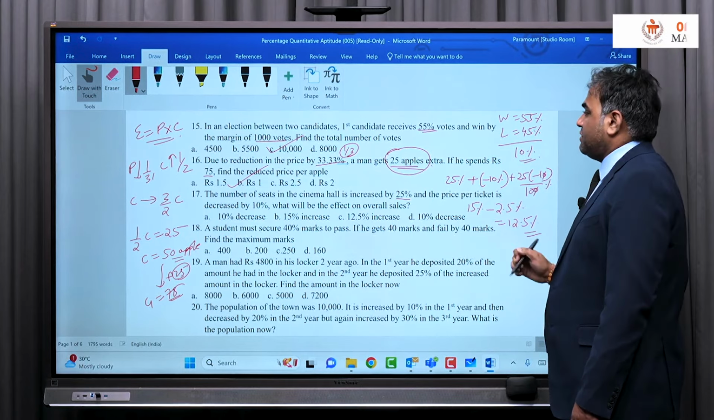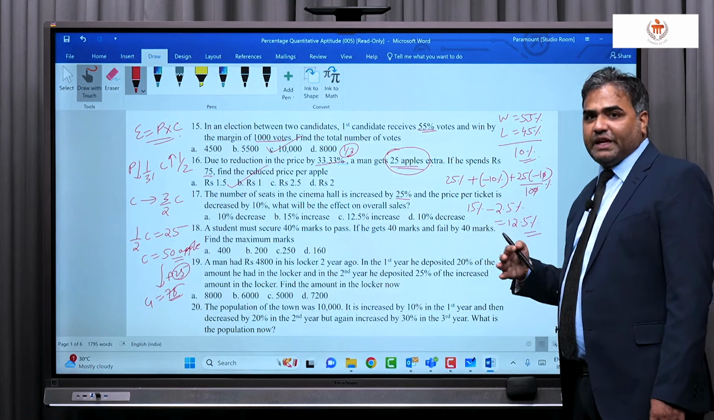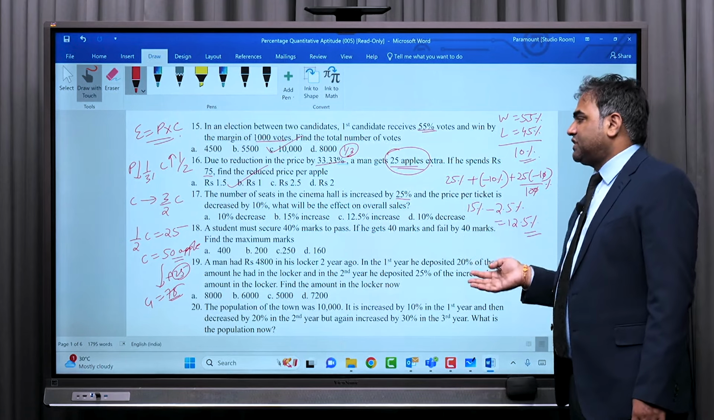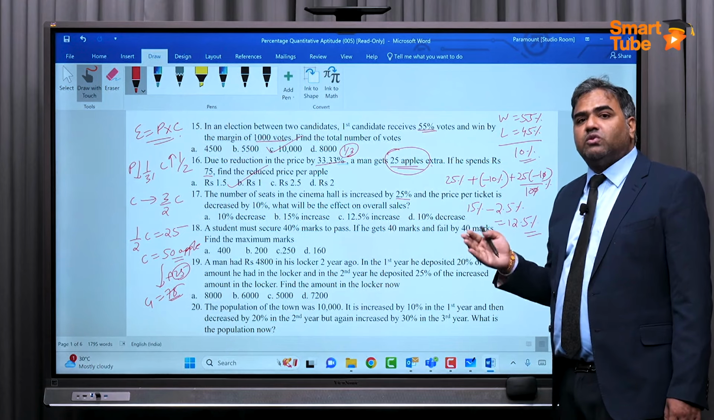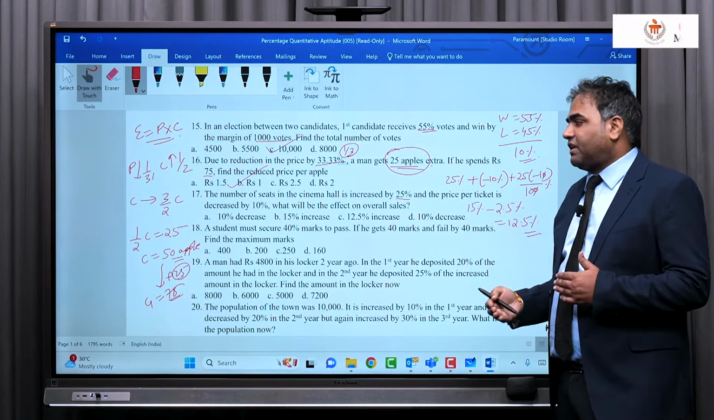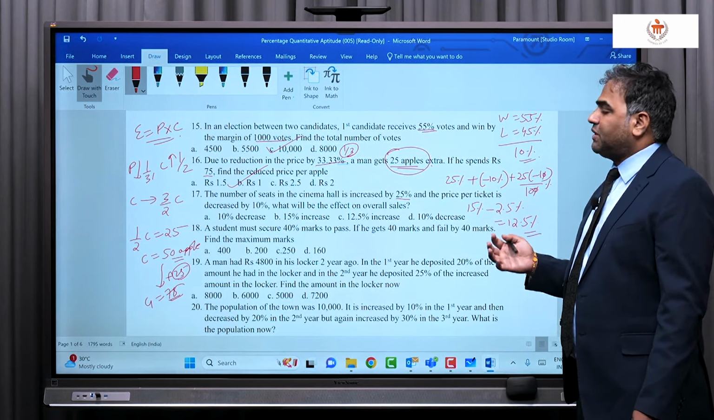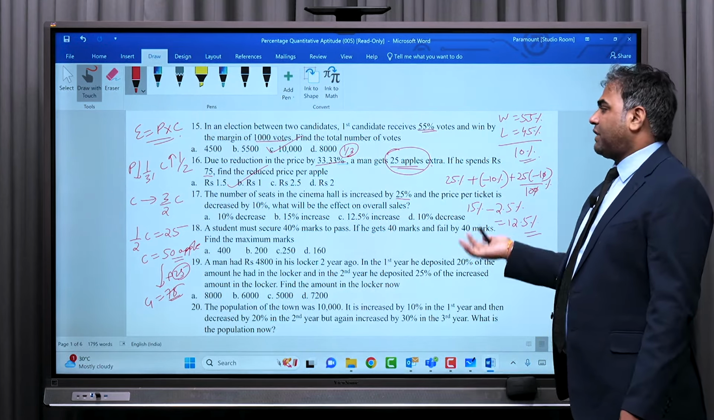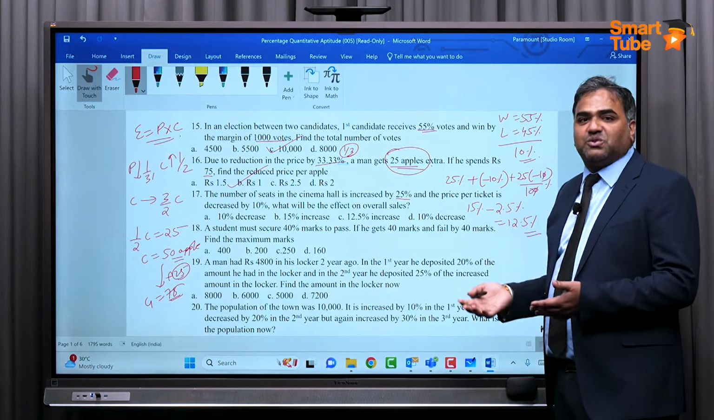Again guys, please don't expect me to do this question by a framework where I assume the number of seats as 100 and price as 100, then my total revenue would be 10,000. You can do it that way, but please try to improvise on your technique. If your number of seats increases by 25%, the number of seats becomes 125 and the price becomes 90, then what is the total revenue? Like that you can do the question.